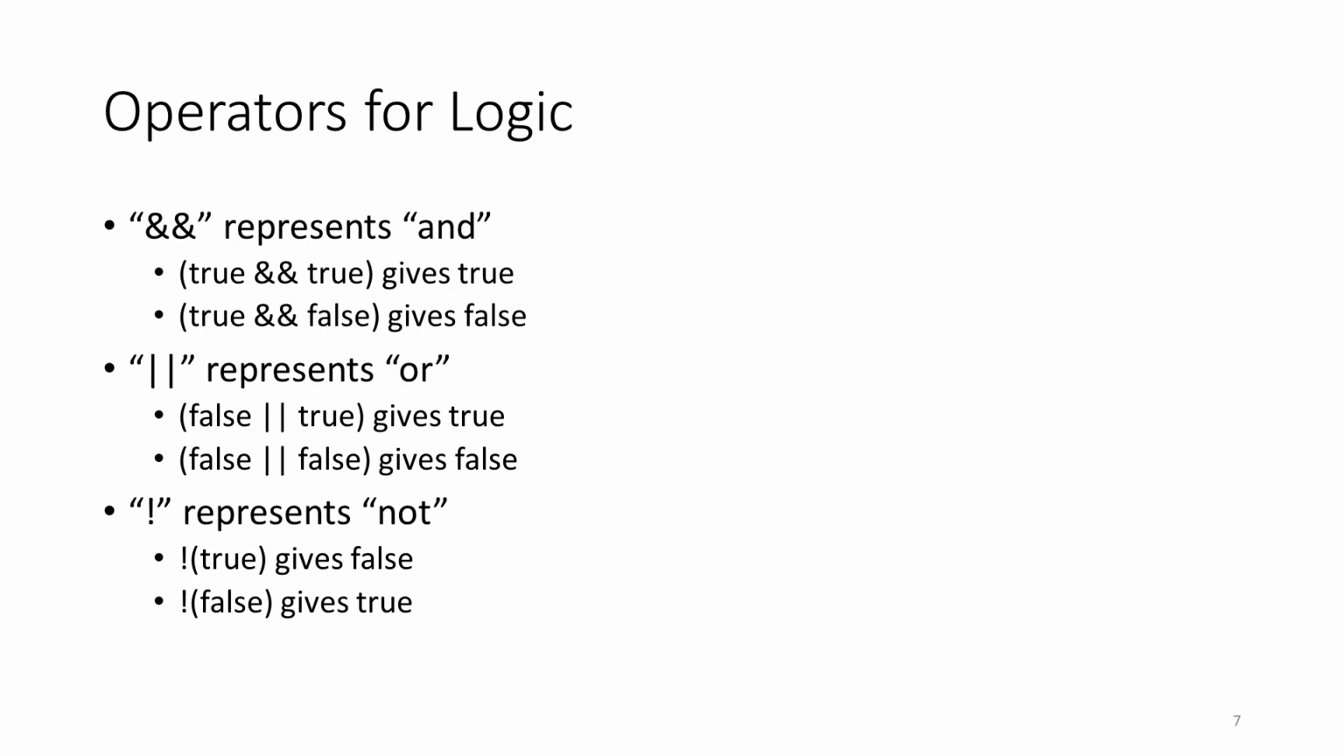The exclamation point, or bang, represents not. It basically inverts the value on the right side of it, meaning if you have exclamation point true, you will get false. If you have exclamation point false, you will get true.